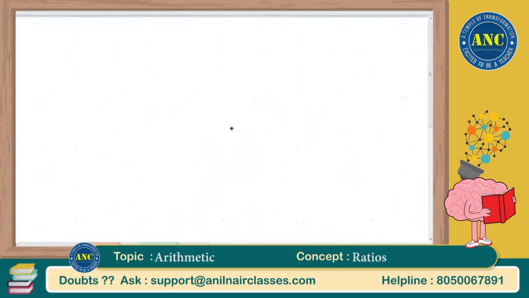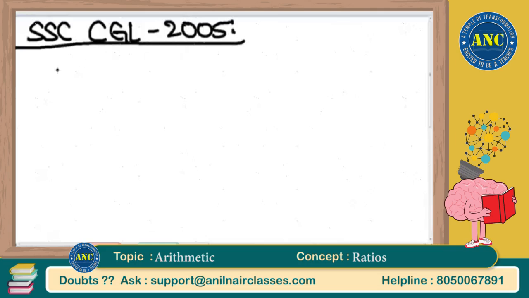Another easy question, which is also from SSC CGL 2005. These are original questions. If you get these questions, you are so lucky. A is to B is equal to B is to C. A power 4 is to B power 4 is how much?